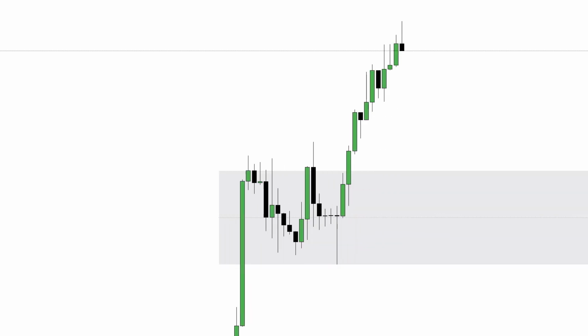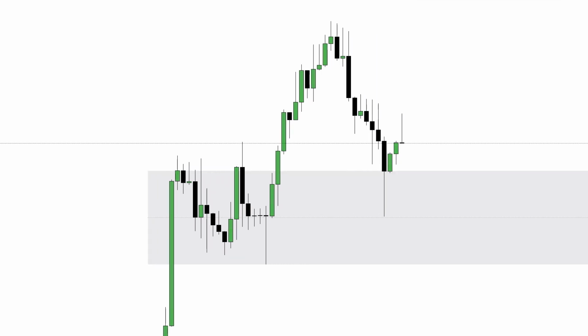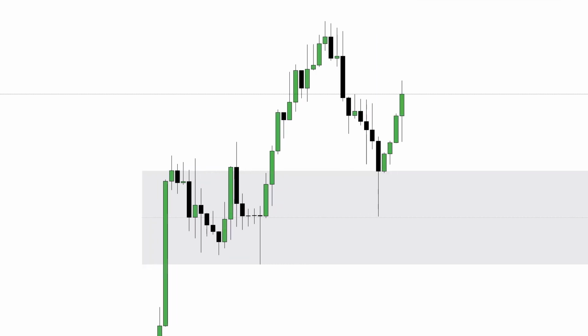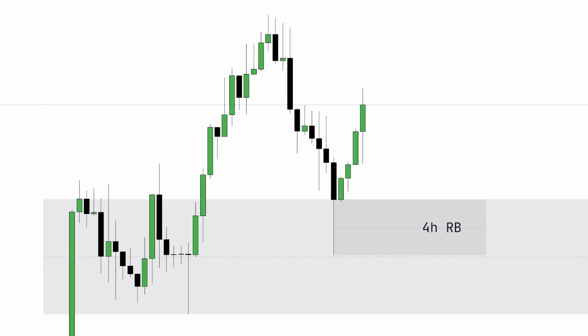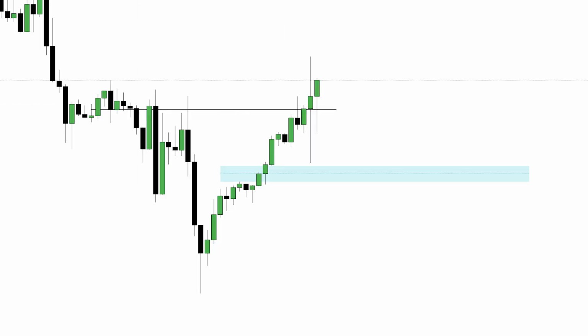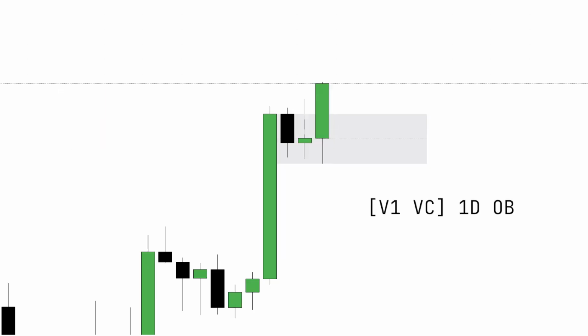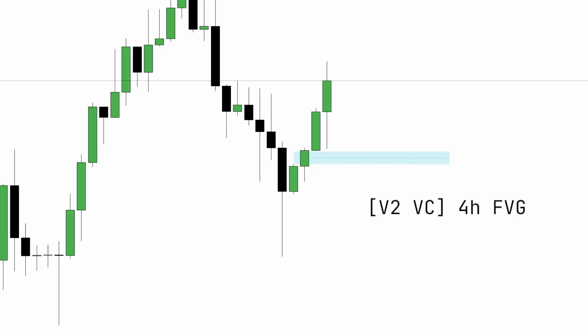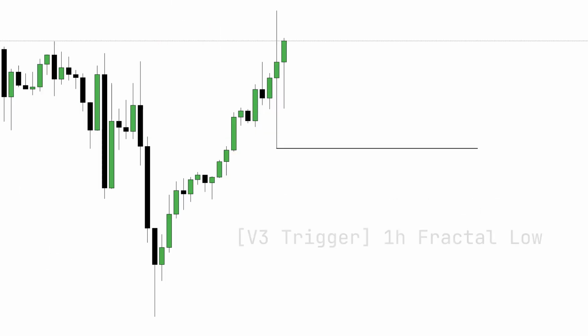Next, we need to get a test of the one-day order block and volume confirmation on the 4-hour chart. As in the first example, the volume was confirmed by all three methods: rejection block, fair value gap, and order block zone. If we look at the 1-hour chart, we see that near the 4-hour fair value gap, a fractal low has formed, which can play the role of a trigger. V1 volume confirmation is the one-day order block, V2 volume confirmation is the 4-hour fair value gap, and V3 trigger is the 1-hour fractal low.